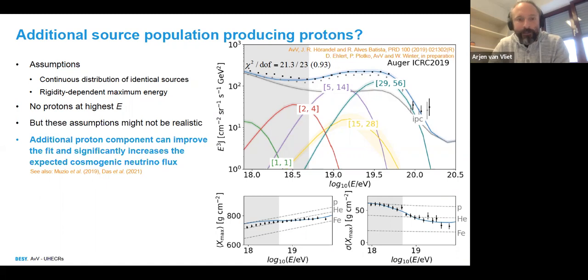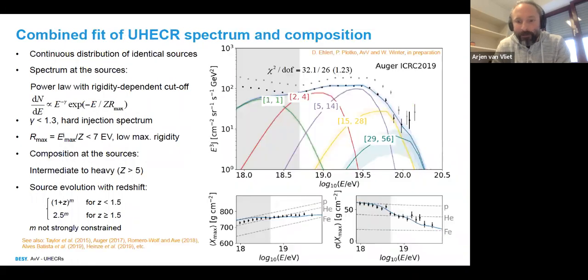It really depends on the specific source assumptions and source setup. If you look at these two assumptions, if you assume that all sources have the same maximum rigidity and you have a rigidity dependent maximum energy, then you will automatically get a scenario like this, where you cannot get any protons at the highest energies, because you need a relatively low maximum rigidity at all sources just to get this trend of getting heavier with energy, which means that you cut out all the protons at the lowest energies.